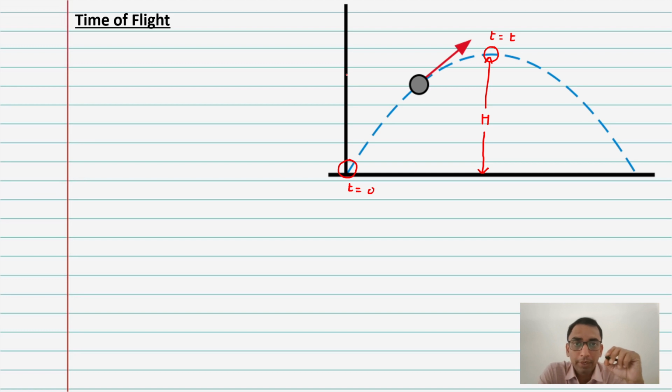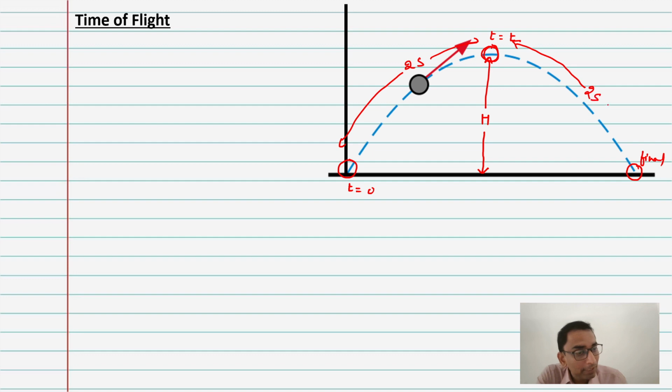I would like to make a point that whatever time this projectile takes to reach from t equal to 0, from the ground to the top, the same amount of time will be taken by the ball from t equal to t to reach back at this final location. Suppose the time taken from here to here is 2 seconds. Then from here to here back, again the time will be 2 seconds. So the time taken is the same.